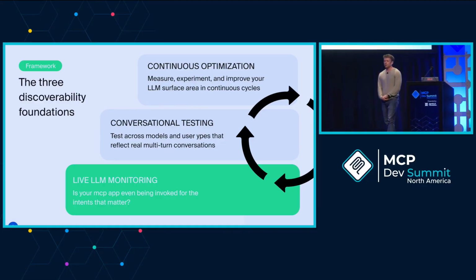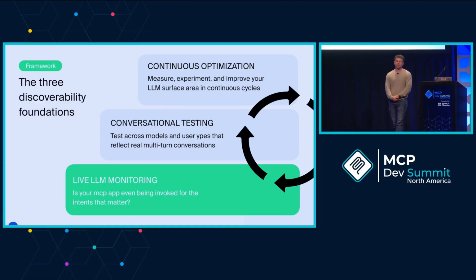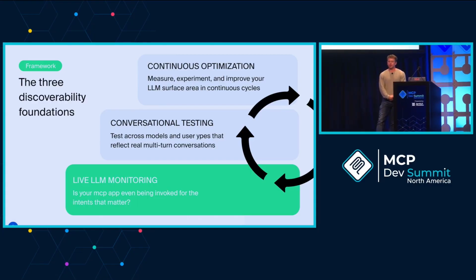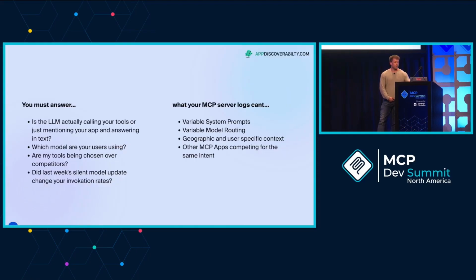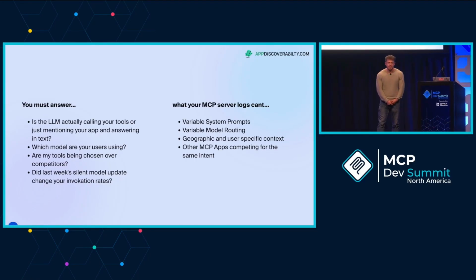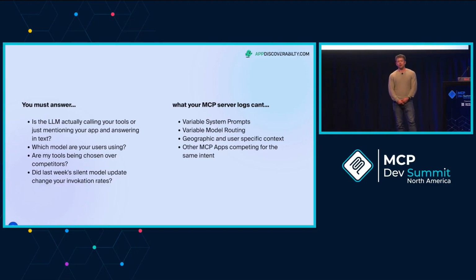So it really just starts with live LLM monitoring. This is the first of the 3 foundations that are critical for app discoverability. So you have to be able to answer a couple critical questions. Is the LLM calling tools when users are mentioning your app? What model is the user using when they're calling, right? So is it ChatGPT 5.3 or something else? Are my tools being chosen over competitors? Or did an update, a system prompt update, or some other kind of update change something?